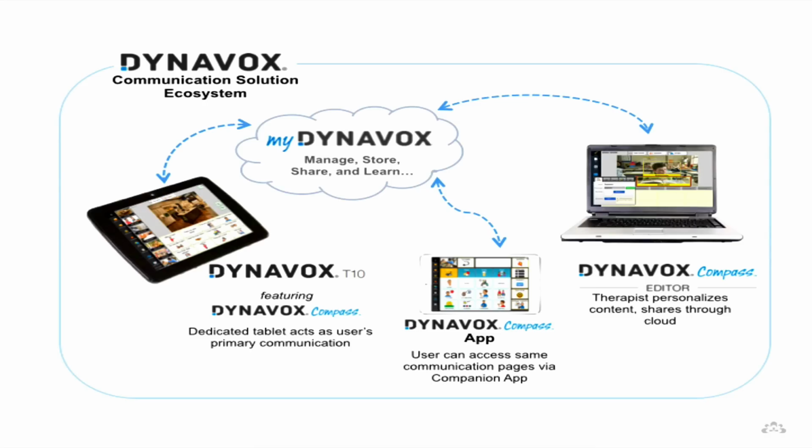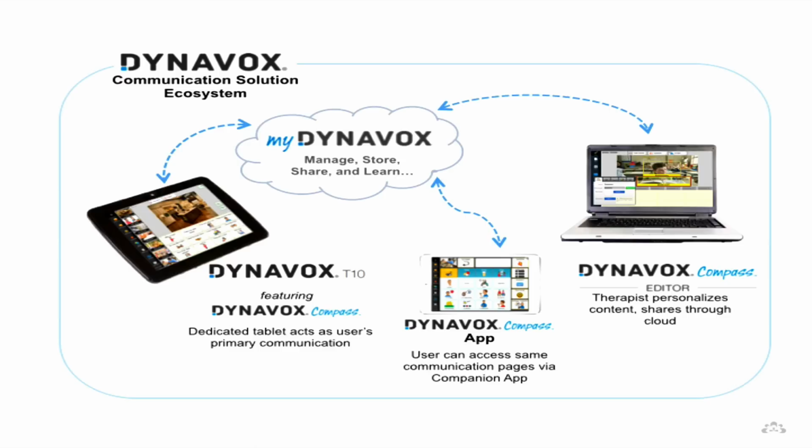With the DynaVox T10, you can see that on the left-hand side of the slide. You have the Compass app that is on that T10 tablet. You can also have the Compass app on an iPad with the subscription, and you can also access the Compass app on what's called the Compass editor on your own laptop.